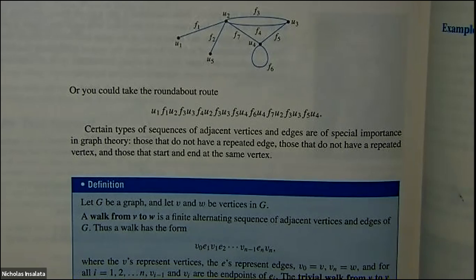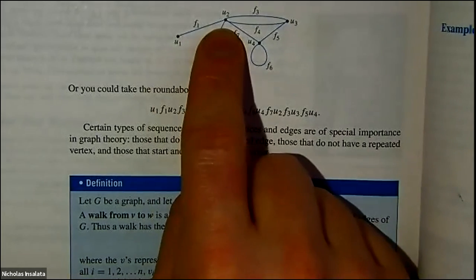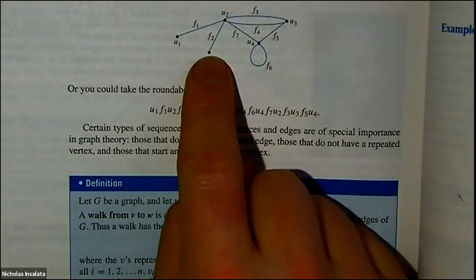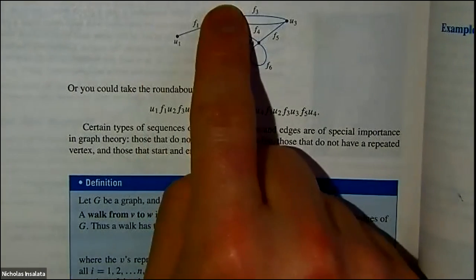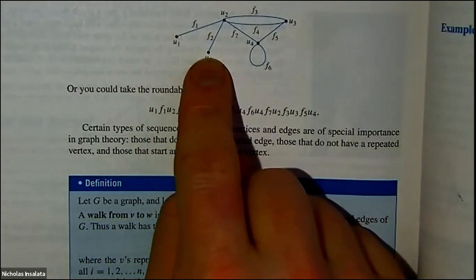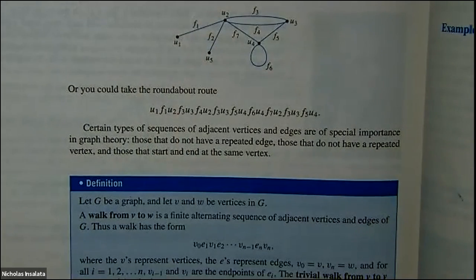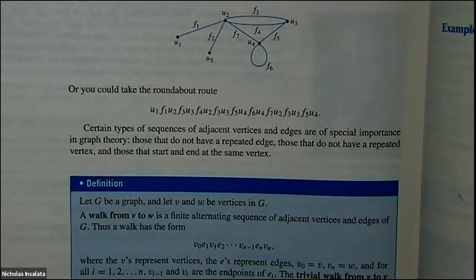Doesn't have to be long. It also doesn't have to start at U1 necessarily. Okay, U1, F1, U2, F2, U5. So we go boom, boom. Good. That is a trail, which is also a path because there are no repeated edges and no repeated vertices. Beautiful. Nice work, Natasha. How about another one? Someone give me another path.